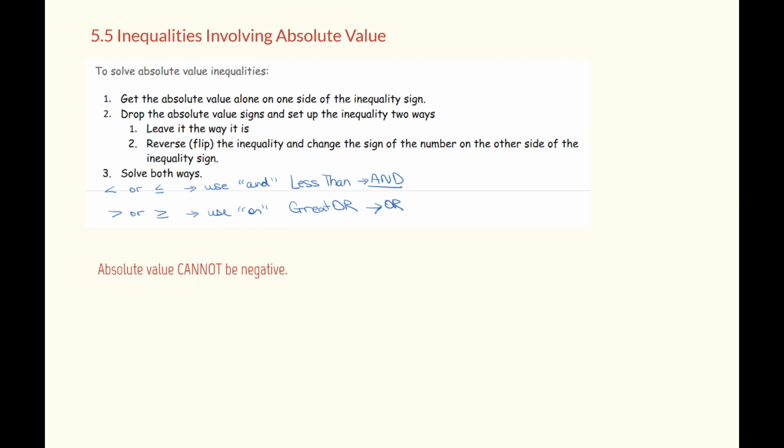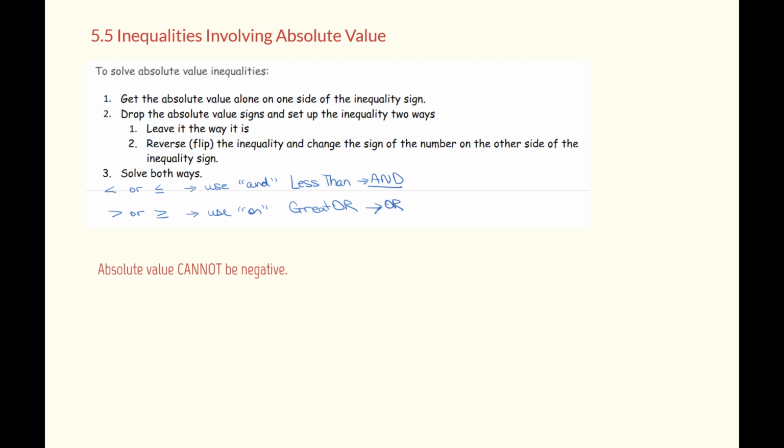The second step is to drop the absolute value signs and set up the inequalities two ways. The first way, just leave it the way it is without the absolute value sign. The second way, you're going to flip the inequality sign and change the sign of the number on the other side of the inequality sign.